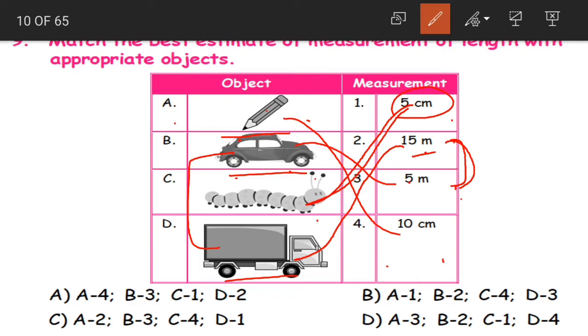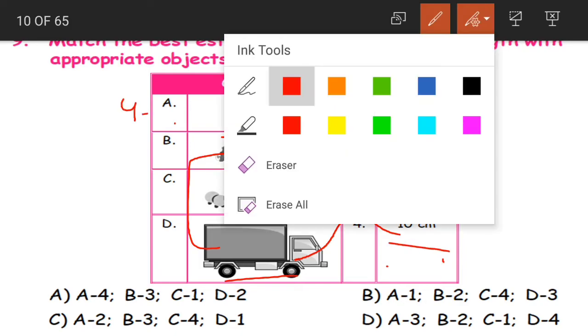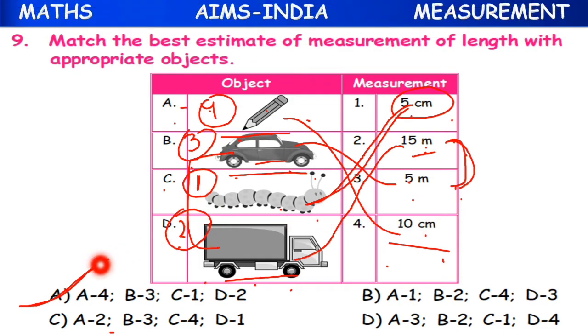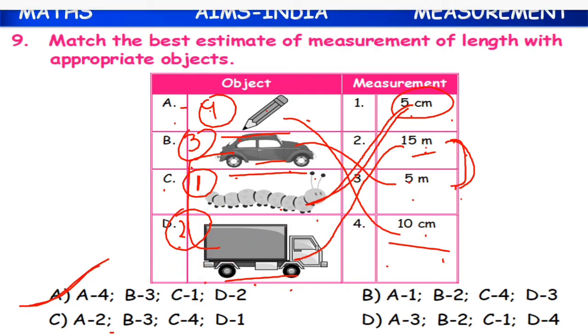Now this will be our match the following. What are the codes? I'll write here. For A we have 4, that is 10 centimeters. For B we have 3, that is 5 meters. For C we have 1, that is 5 centimeters. And for D we have 2, that is 15 meters. 4, 3, 1, 2 is our correct code. Now from the given options, option A becomes our correct answer. A4, B3, C1, D2. Okay, children?